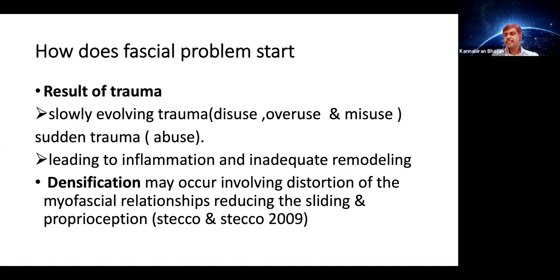So trauma could be the first possible reason. Slowly evolving trauma like disuse, overuse, misuse, and sudden trauma like abuse. These can lead to inflammation and inadequate remodeling. Finally, when you try to palpate the fascia, you can see something called densification. That involves distortion of the myofascial relationship, reducing the sliding and the proprioception. So it is basically targeting the force transmission chain. The force transmission chain is disrupted or is in a dysfunction.